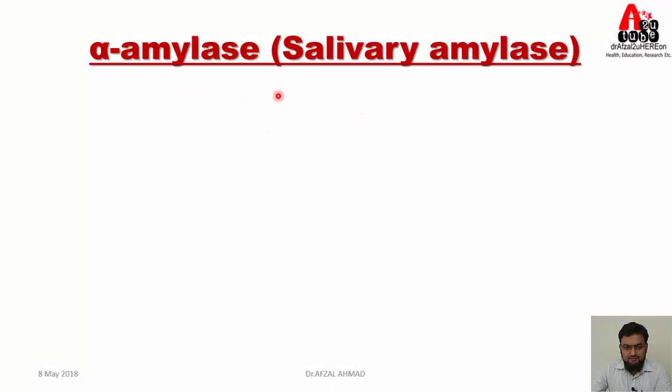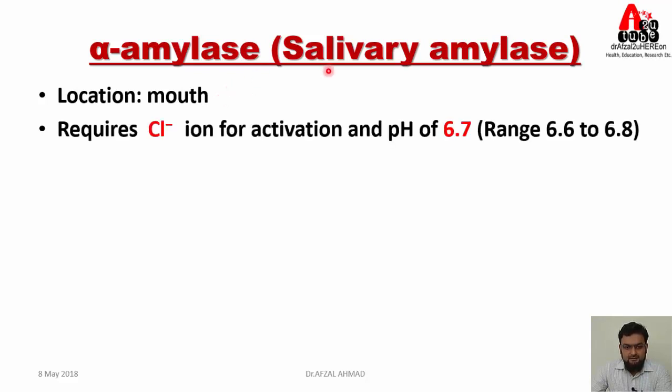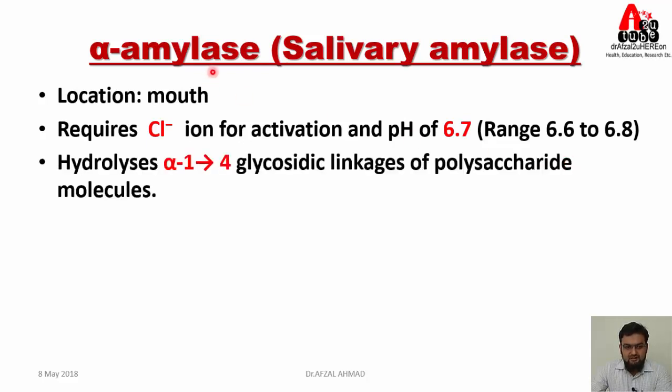Now what are the different characteristics of this salivary amylase? It is also known as alpha amylase. It is secreted from the parotid gland, which is present in the buccal cavity or mouth, and it requires chloride ion for its activation. The optimum pH for alpha amylase to act on the carbohydrate is 6.7, and the range is 6.6 to 6.8. So optimum pH is required in our oral cavity for alpha amylase to act on the carbohydrate present in the food.